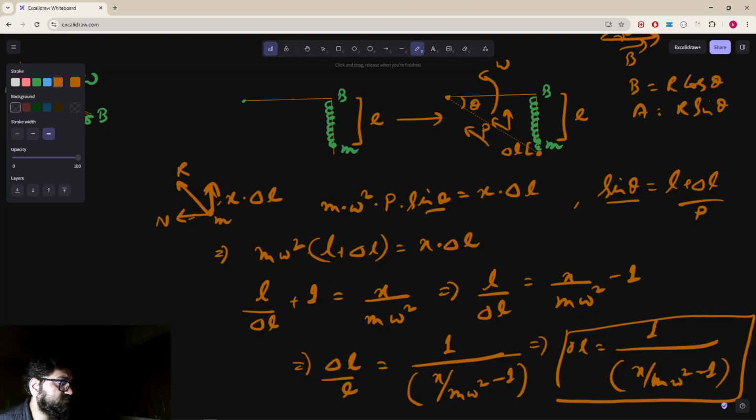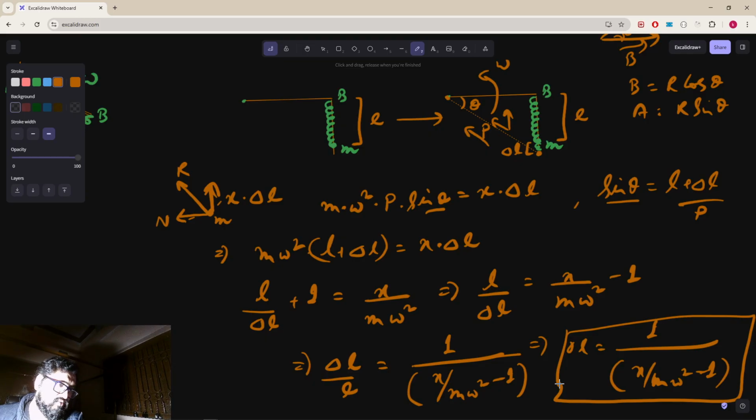This question looks intimidating in the first instance, but if you read the question thoroughly, you'd be able to solve it pretty easily. And that is the case with most physics problems. If you read the question properly, you would be able to solve it pretty easily.